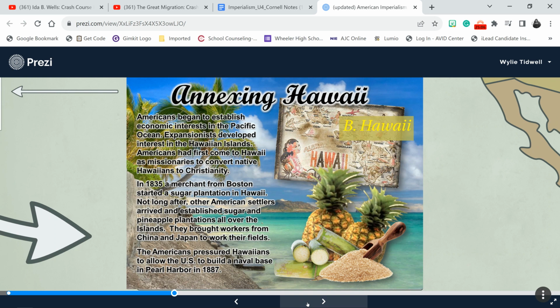The annexation of Hawaii. How many people have ever been to Hawaii? Nobody? Me either. I want to go. I just can't. It's a long travel from here though. Now I would stop in LA because my parents live there, but still, that's a long travel. That's almost like 9 hours, huh?